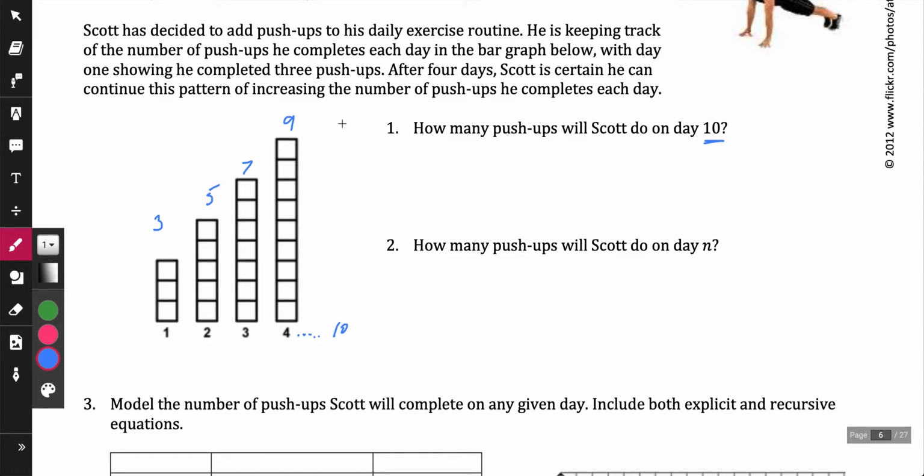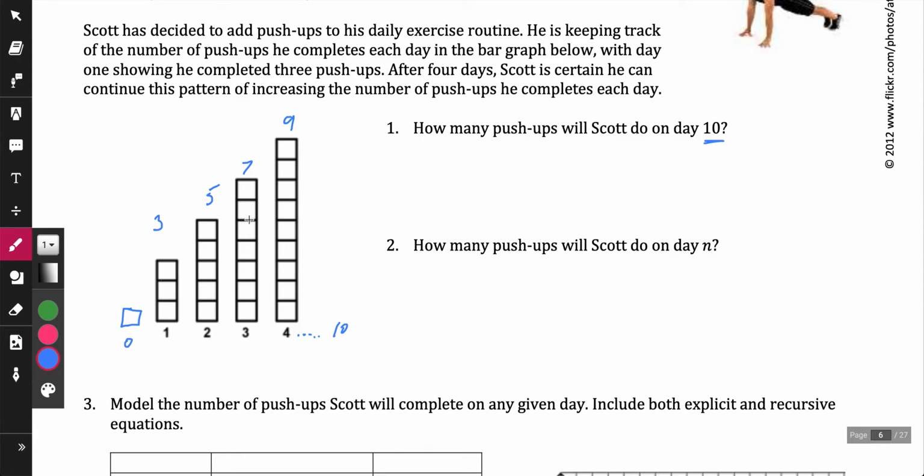If we continue this pattern, I already know on day 1 he did 3, and he's increasing by 2 each and every time. So that means if there's an imaginary day 0, like what was his original initial amount, there would have only been 1. So it's kind of like my y-intercept.